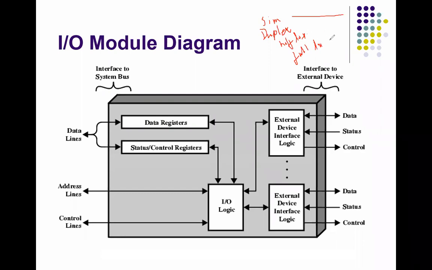So half duplex means you can communicate in both directions. It means at this side as well as this side, but not at the same time. In simplex, you can communicate in one direction only. In half duplex, you can communicate in both directions, but not at the same time. And full duplex means you can communicate in both directions at the same time.